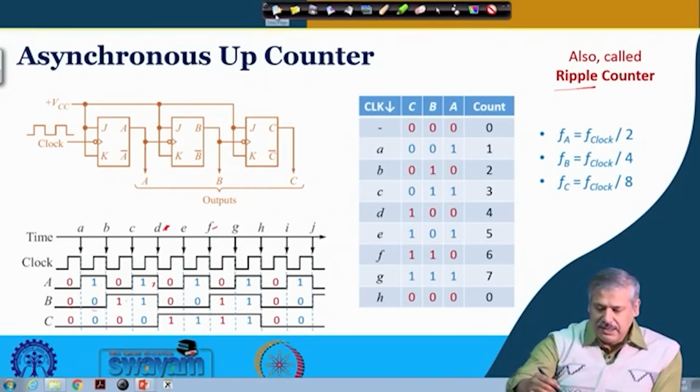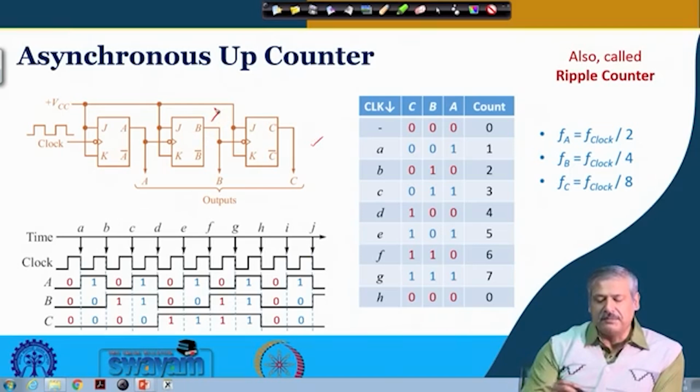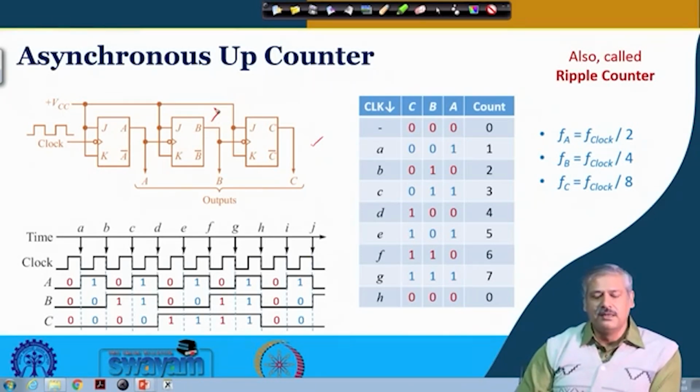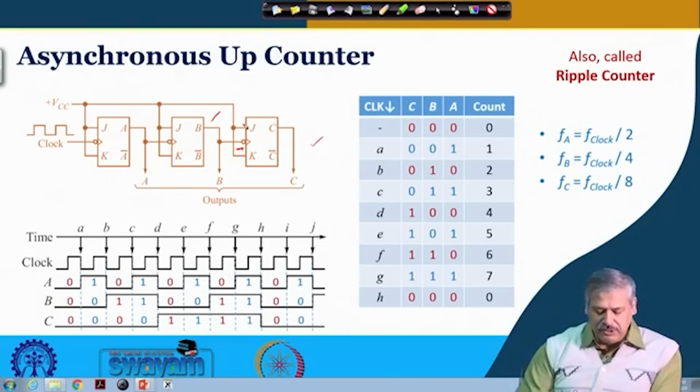Okay. Now let us look at C. What happens to C? C is getting triggered from B. Similarly, whenever B goes from high to low, that time C is triggered, and triggered in the sense that both the inputs are 1, so it will toggle. So let us see when B is going from high to low. B is going from high to low at D and again at H. So these are the instances, 1 to 0 and again 1 to 0.